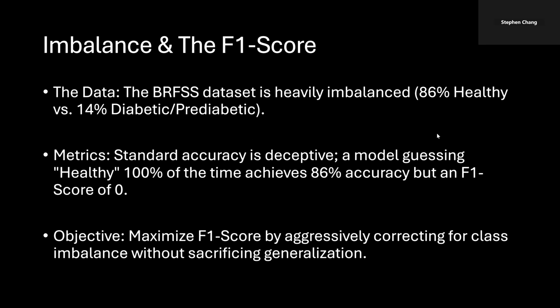The main challenge of the dataset was the severe class imbalance. 86% of the instances represented the majority healthy class. As we talked about in class, standard accuracy is a deceptive metric, and a naive model could achieve 86% accuracy by simply ignoring the minority class entirely. To address this, I focused exclusively on optimizing the F1 score, which requires a strategic balance between precision and recall.